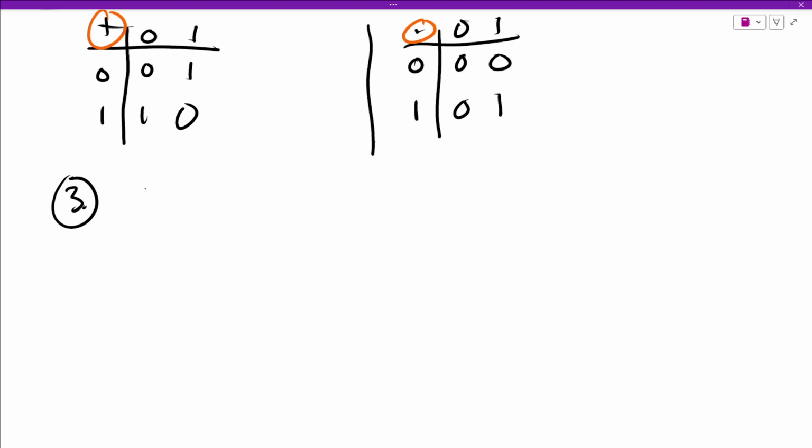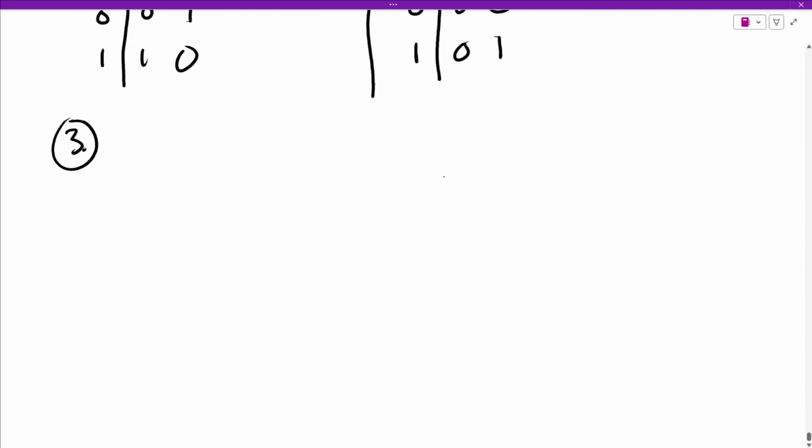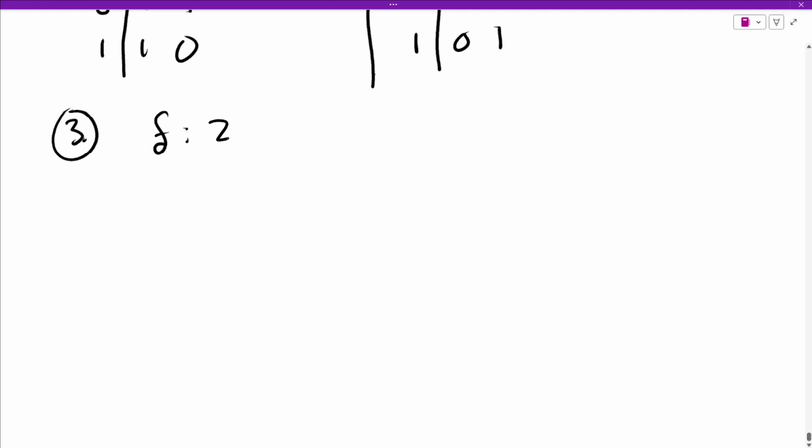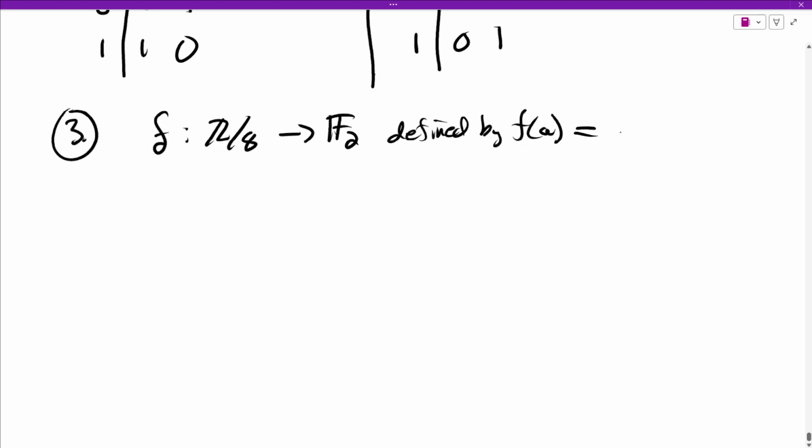Alternatively, we can try to define a homomorphism, let's call that function phi, from Z mod 8 to F2. I'm trying to emphasize that something interesting happens and we get a field in this case. What this is going to do is take my A and reduce it mod 2. So this is a further reduction mod 2. That's our function.